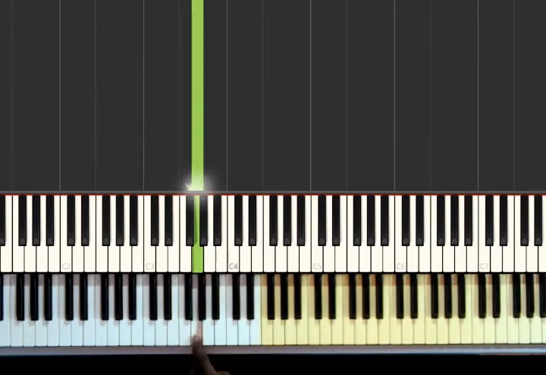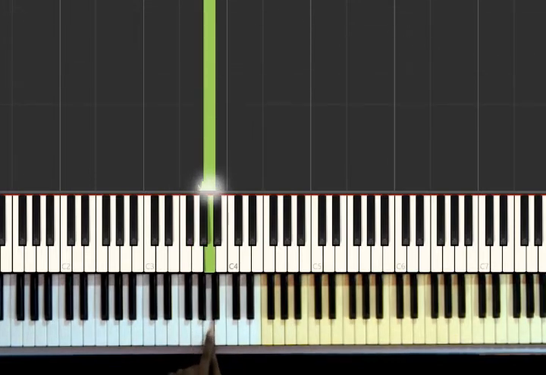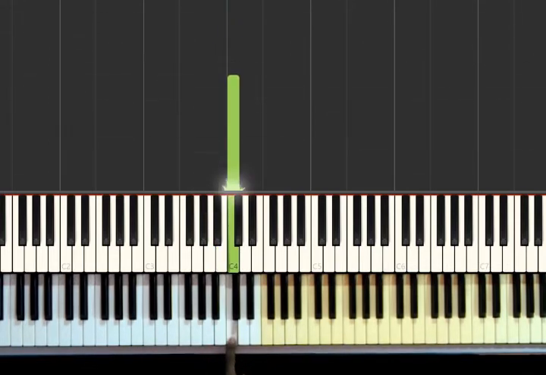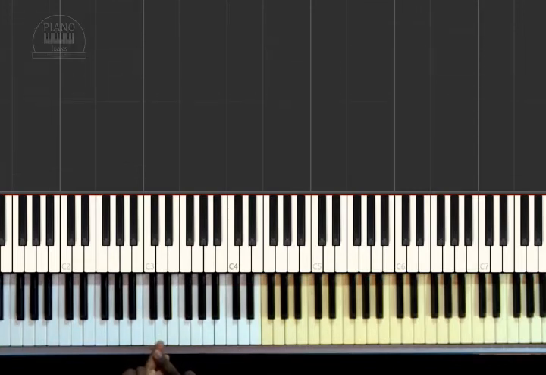The next is a tone. A tone away from G is A. The next is a tone. A tone away from A is B. The last is a semitone, and that is C. So the formula: tone, tone, semitone, tone, tone, tone, semitone.